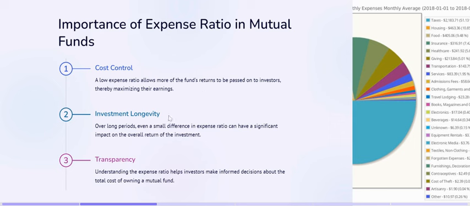Second, investment longevity. Even a small difference in expense ratio can have a significant impact on overall returns over a long period of time. Suppose there are two mutual funds, one is 1% and another is 0.9%. The difference might be 0.1% between these two mutual funds. But over a period of time, when you see the returns, it will have a major impact, because 0.1% is also a very big amount over a long period of time.